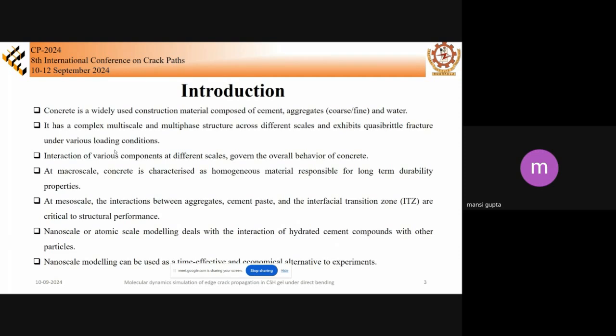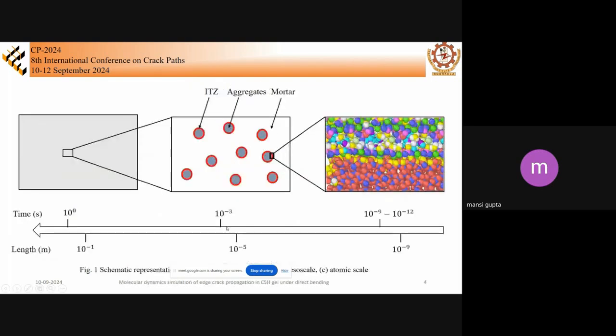various scales. At macro scale, concrete is characterized as a homogeneous material responsible for long-term durability properties. At mesoscale, the interaction between aggregate, cement paste, and interfacial transition zone are critical to structural performance. Nanoscale or atomic modeling deals with the interaction of hydrated cement compounds with other particles. Nanoscale modeling can be used as a time-effective and economical alternative to experiments. The figure shows the schematic representation of the concrete at macro scale, mesoscale, and atomic scale.